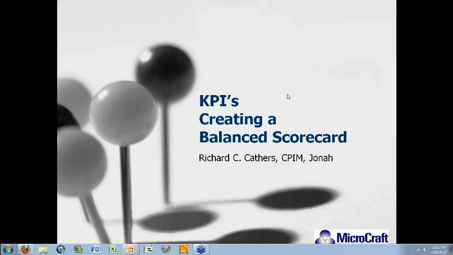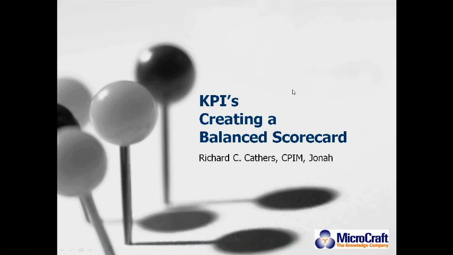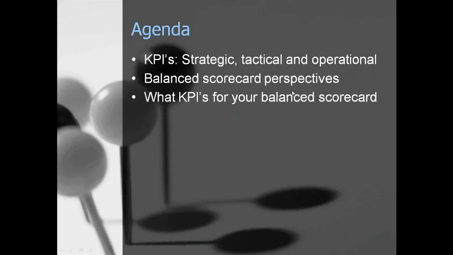So here we go, getting started. Today we're going to talk about KPIs, key performance indicators, and creating a balanced scorecard. What we're going to look at are types of KPIs: strategic, tactical, and operational. We're going to look at the concept of a balanced scorecard and the different perspectives that should be on that scorecard. And then we're going to wrap it up with an interactive session where we look at what KPIs should be on your balanced scorecard. So here we go.